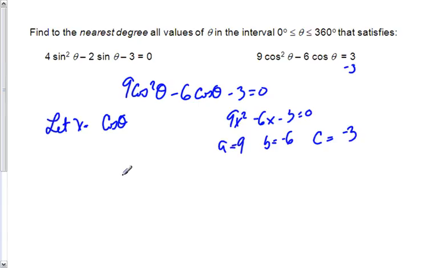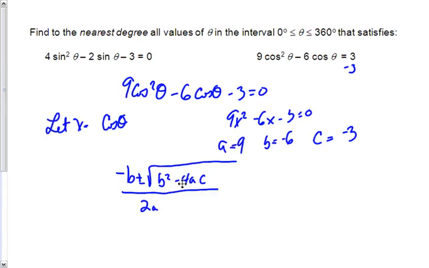Plugging that into my quadratic formula, which we should have memorized, negative b plus or minus the square root of b squared minus 4ac all over 2a. We plug in, a is 9, b is negative 6, so I have negative 6 plus or minus the square root of negative 6 squared minus 4 times 9 times negative 3 all over 2 times 9.